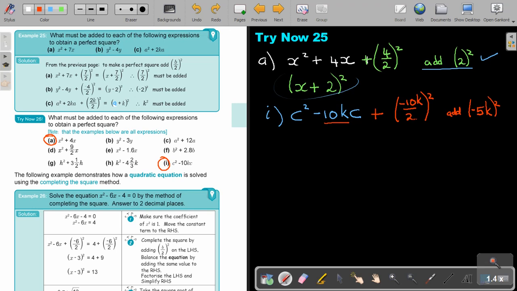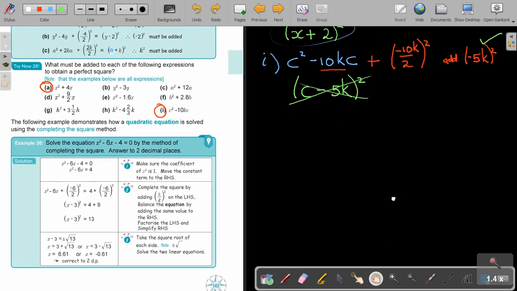And if I'm just going to factorize this, I just want to show you, then it's just going to be c, that sign negative, then that negative 5k squared. If I multiply out, I will get that. Again, that was not necessary. They just actually asked me what must be added. So we are going into the process of completing the square. So now we will do more challenging ones. The following examples demonstrate how a quadratic equation is solved using the completing the square method.